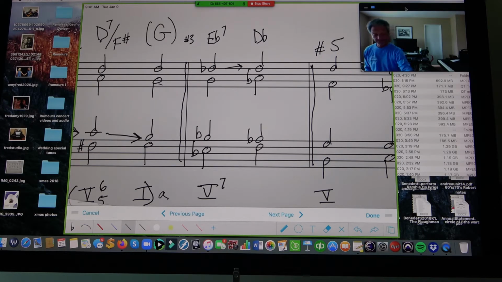But the bass note is F. So that's an inversion. Now the question is, what key am I in though? Am I in a major key or a minor key? Well, is there a D flat major in the same key that the E flat dominant 7 is in? So let's think about it as if it was a major key.